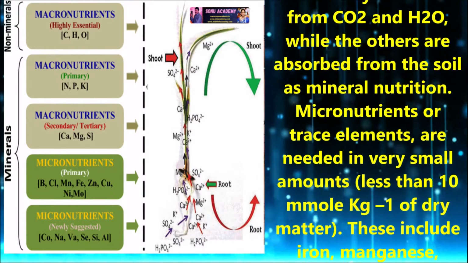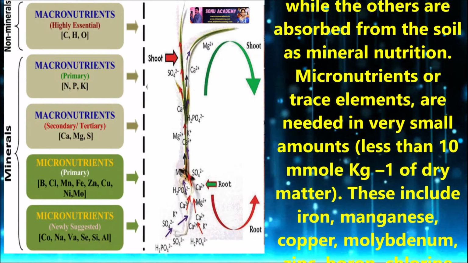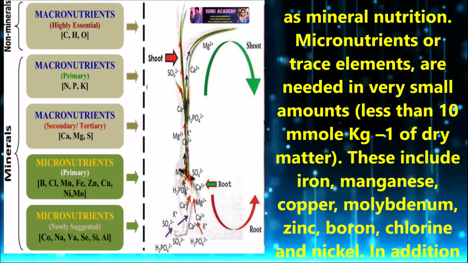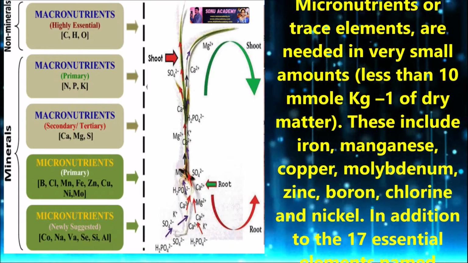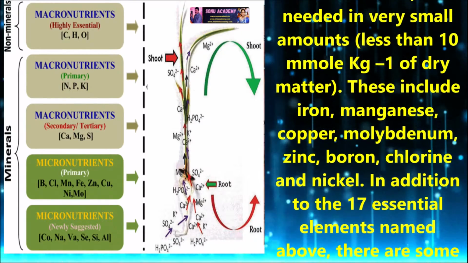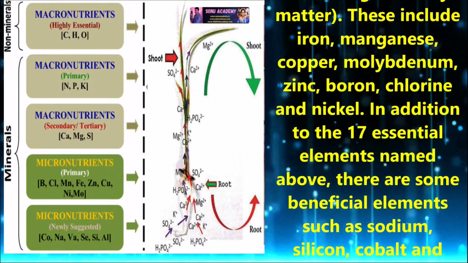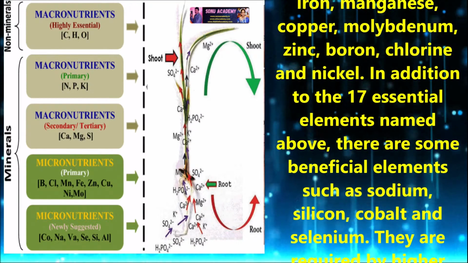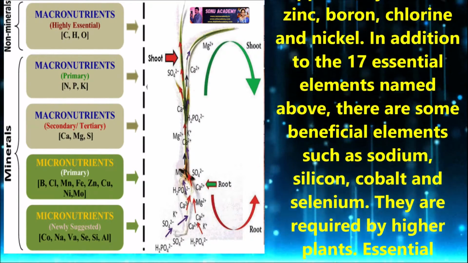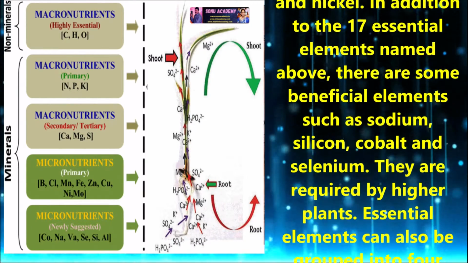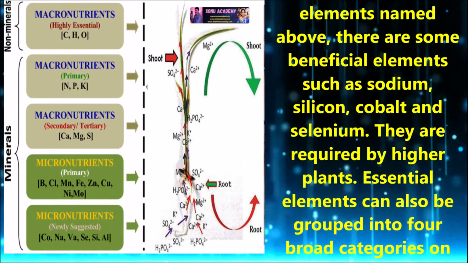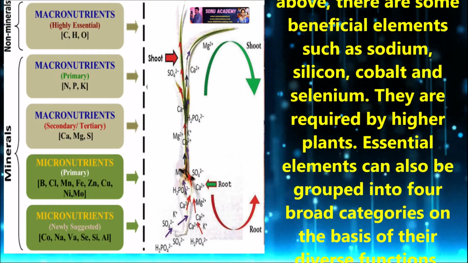Micronutrients or trace elements are needed in very small amounts. These include iron, manganese, copper, zinc, boron, chlorine and nickel. In addition to these 17 essential elements named above, there are some beneficial elements such as sodium, silicon, cobalt and selenium. They are required by higher plants.